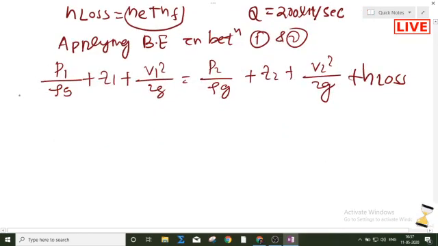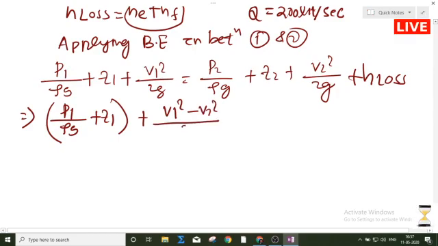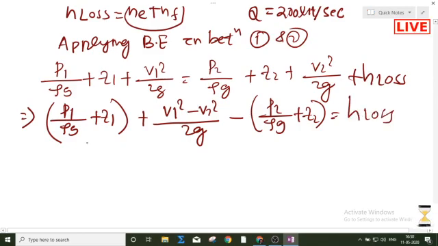Okay, so now if you put this value, P1 by rho g plus Z1, if you directly put, no problem. So P1 by rho g plus Z1 plus V1 square by 2g, minus P2 by rho g plus Z2 plus V2 square by 2g, will be equal to head loss. Now I have to find out V1 and V2 first of all.